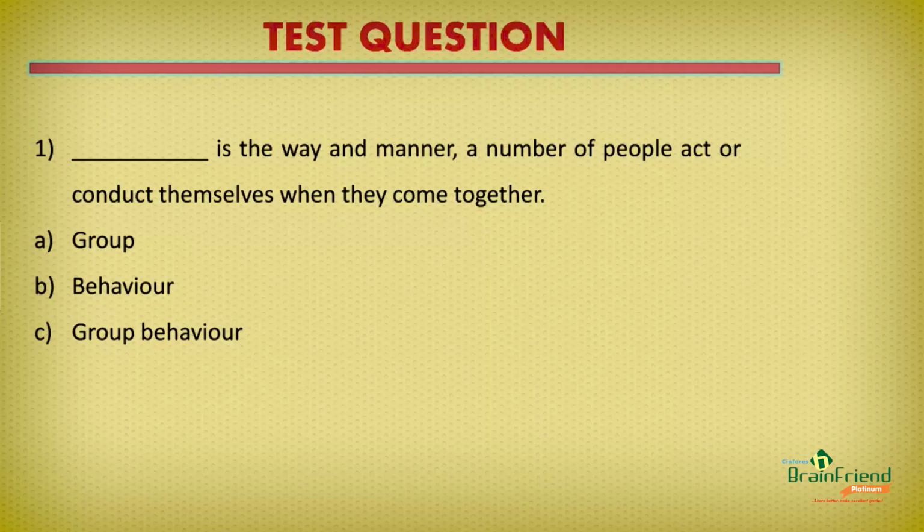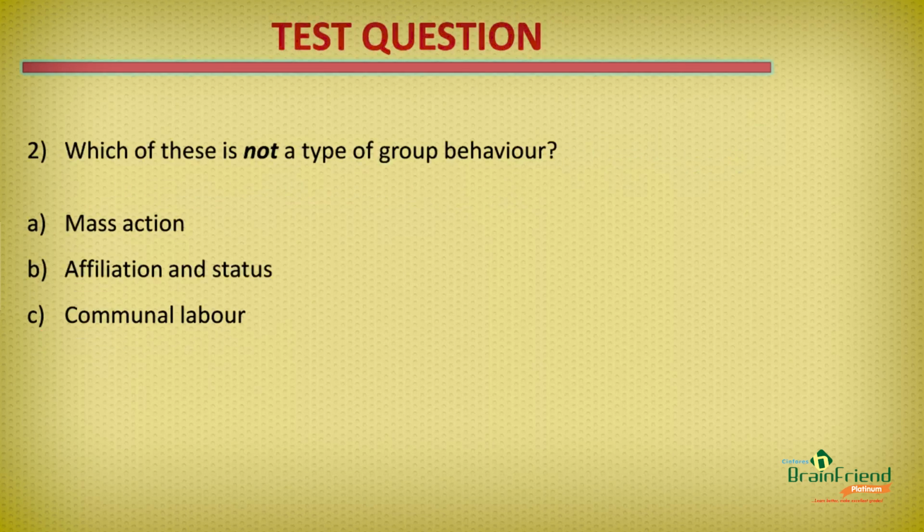Question 1. Dash is the way and manner a number of people act or conduct themselves when they come together. A. Group. B. Behavior. Or C. Group behavior. The correct answer is C. Group behavior.